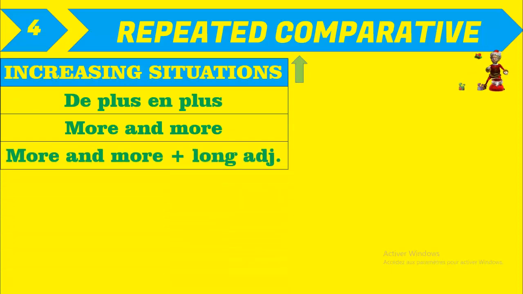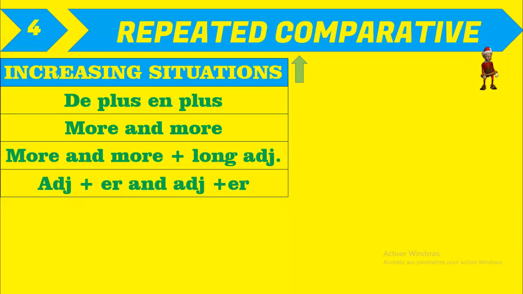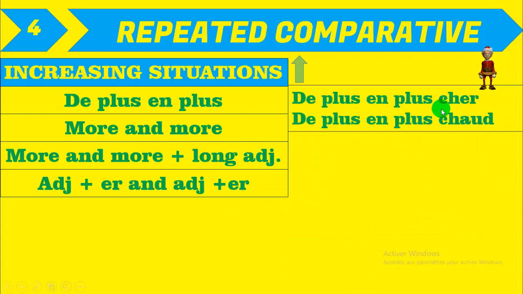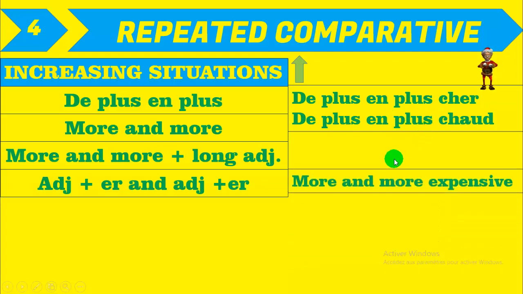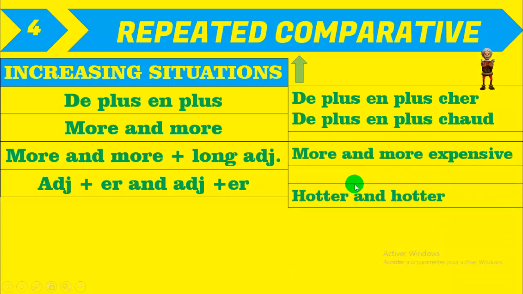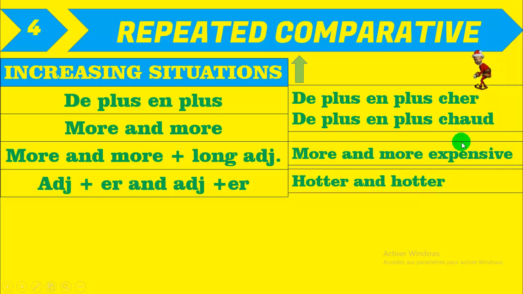OK? Si c'est un adjectif long, if it is a long adjective, more and more plus adjective. If it is short adjective, adjective plus ER and adjective plus ER. Example, de plus en plus cher, de plus en plus chaud, more and more expensive, and hotter and hotter. So expensive is long adjective, more and more. Hot is short adjective, hotter and hotter, bigger and bigger, taller and taller, more and more beautiful.